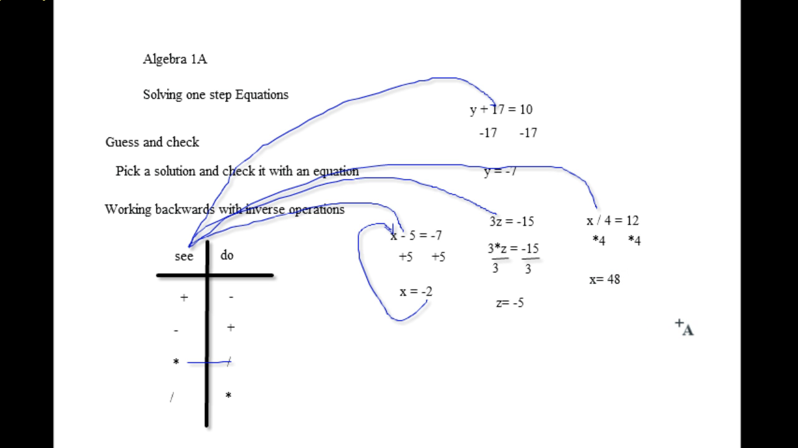Another way of checking the work is to plug it back in and ask yourself, is 48 divided by 4, is that 12? You can talk it out, usually one-step equations pretty easily, and go, oh yeah, that does make sense.